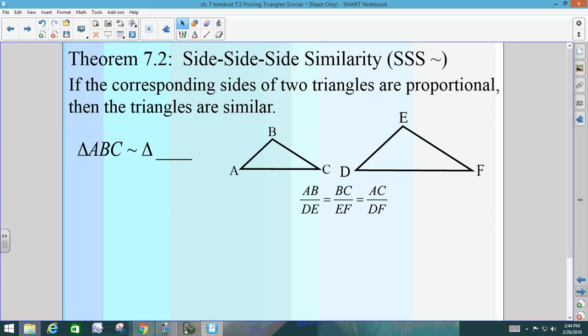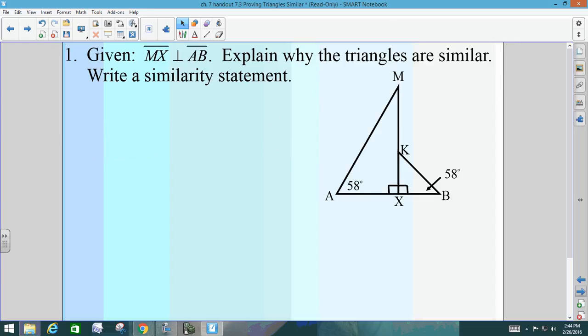And then your last one, if all three pairs of sides were corresponding, or mirror in proportion, then your triangles are similar, and you've been doing that one a lot. At the bottom, given that MX is perpendicular to AB, you have to decide if the triangles are similar. Well, what does it mean when lines are perpendicular? Yeah, they make the 90-degree angles, so those are marked down there at angle X. And then angle A they give you is 58, and angle B is 58. Would that be enough to say that the two triangles are similar? Yes, okay. It says explain why.